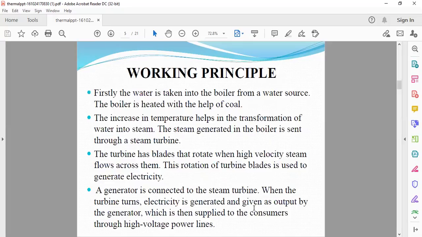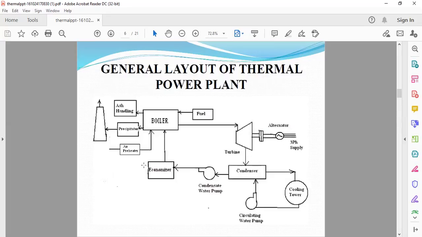So let us go to the working principle of the thermal power station. This is the block diagram layout of the thermal power station, consisting of the boiler where the coal is burnt and we get the steam. That steam is given to the turbine, where the steam touches the blades and the turbine blades rotate. The turbine is connected to the shaft of the alternator, and as the shaft of the alternator rotates, we get the electrical energy output.